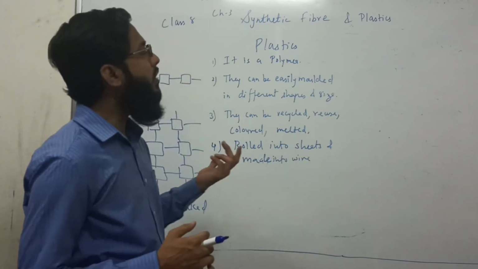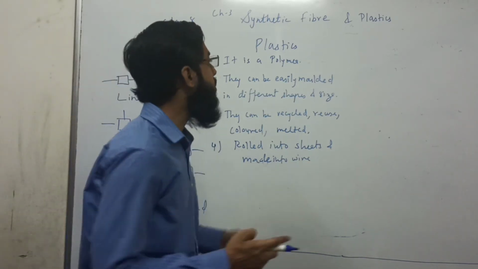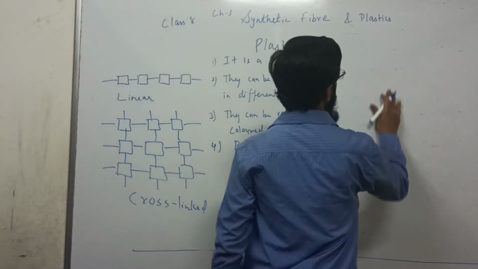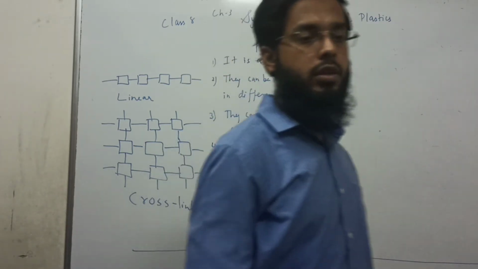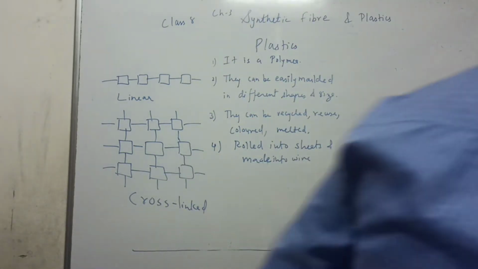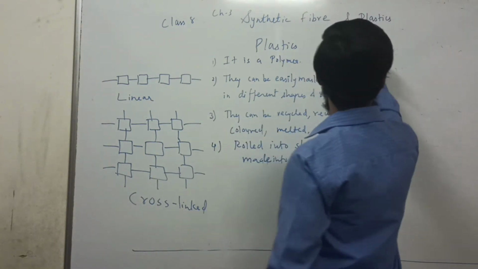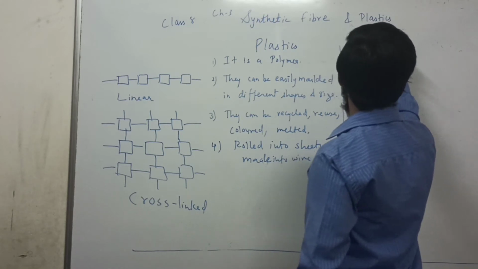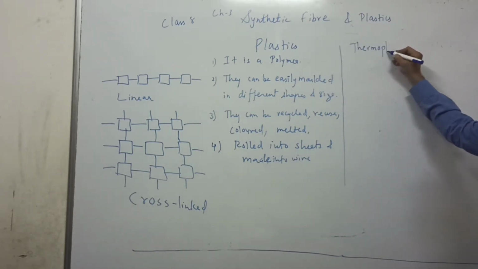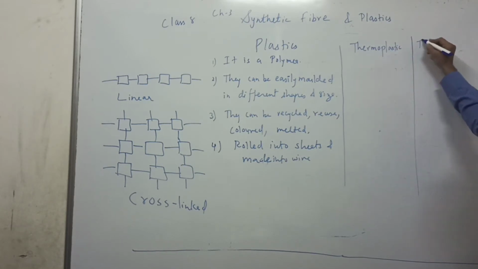Now let's talk about different kinds of plastic. As per your syllabus, we will discuss the two kinds of plastic. One is thermoplastic and the other is thermosetting plastic.